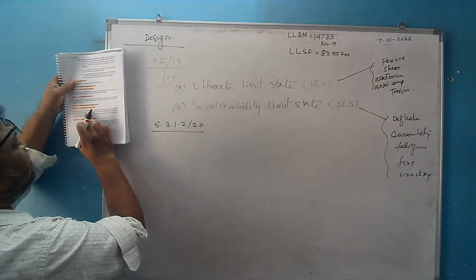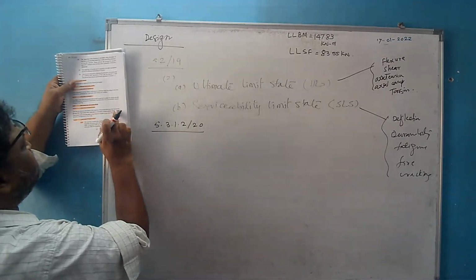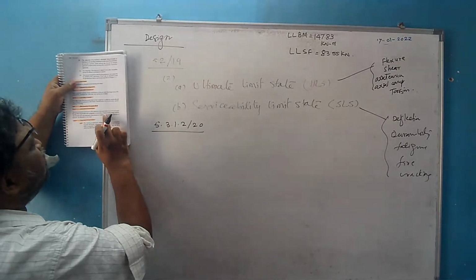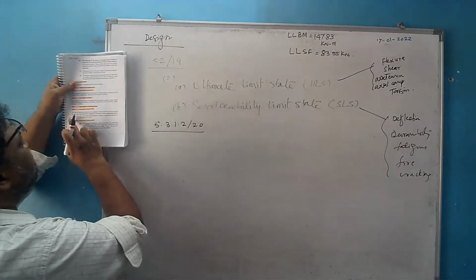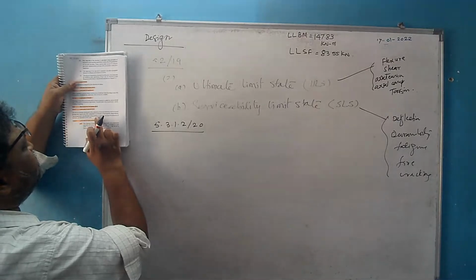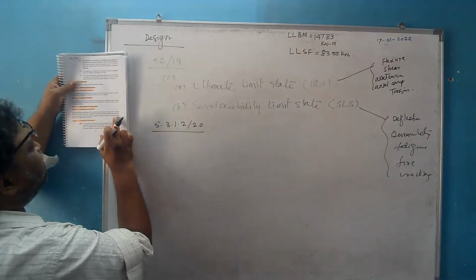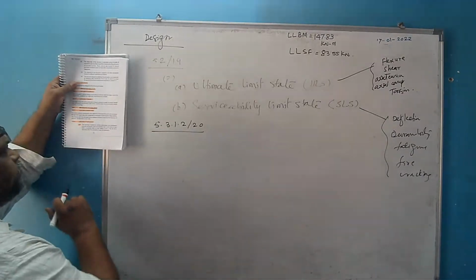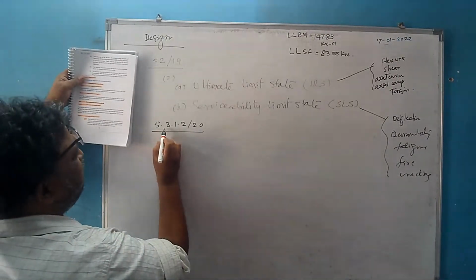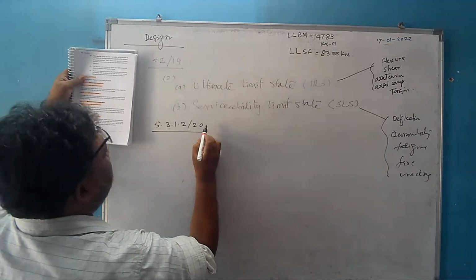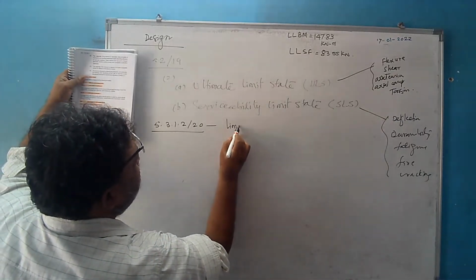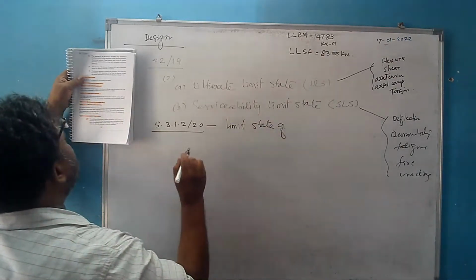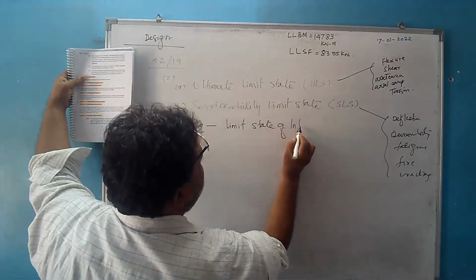The internal stresses developed in the material of the structural element shall not exceed the specified magnitude when subjected to the combination of serviceability design actions. The stresses are to be estimated using the resistance model to represent the behavior of the structure as stipulated in the code. 5.3.1.2 on page number 20 deals with the limit state of internal stresses.